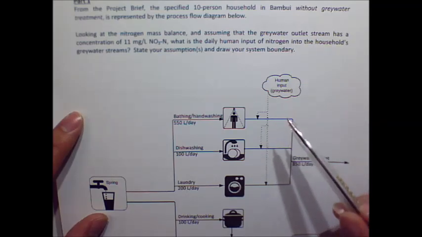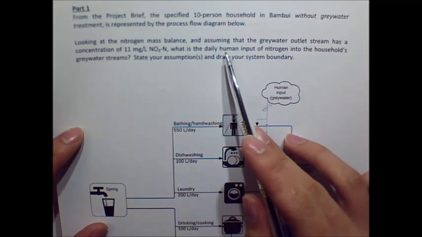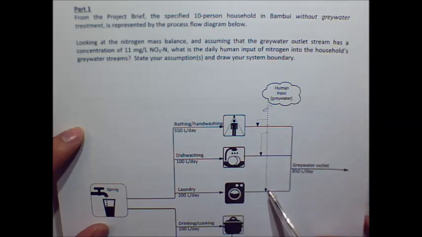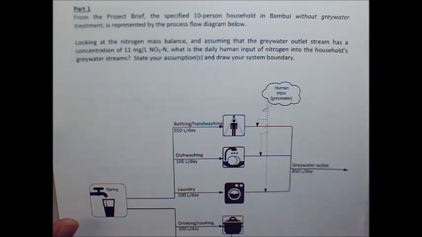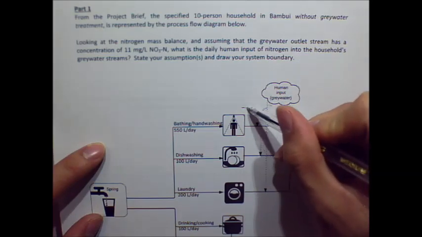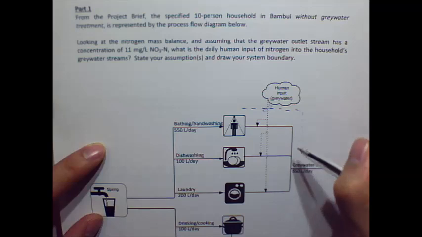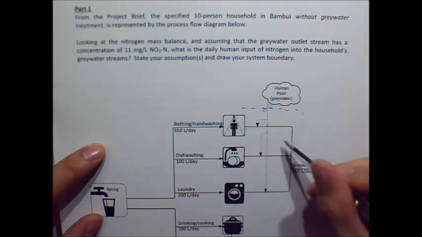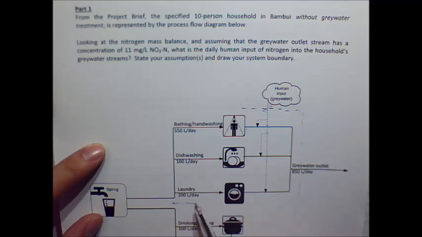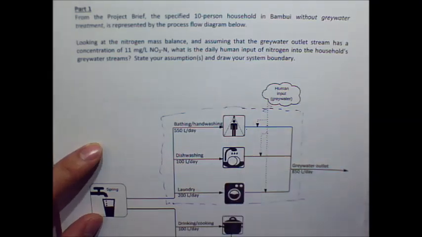Therefore, what we're interested in is how much is the total daily human input of nitrogen, which is this stream right here. That's a combination of these 3. The first thing we do with these problems is we need to draw a system border. Our system boundary is going to cross at this point because we're interested in this point. We're going to encompass all 3 streams because these streams are the ones with nitrogen in them. So it's going to cross here, cross down here, and cross all the way across here.